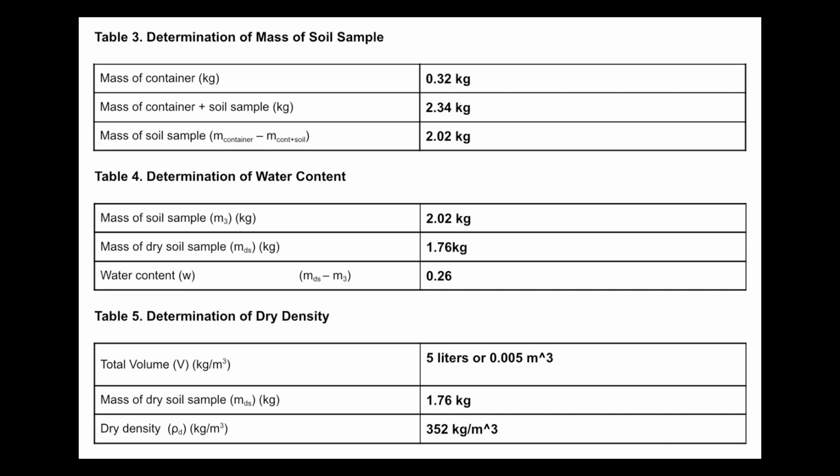Based on the field density test conducted using the sand cone replacement method, we have calculated the moisture content and dry density to be roughly 12.87% and 352 kilograms per cubic meter, respectively. These are important variables that directly affect soil strength, soil compaction, and stability levels.